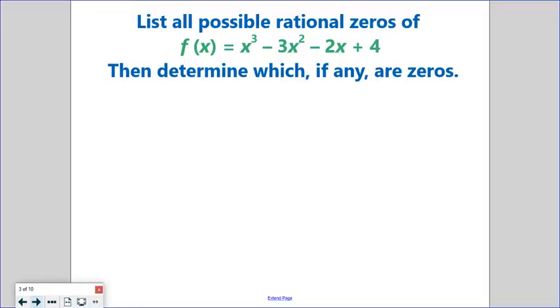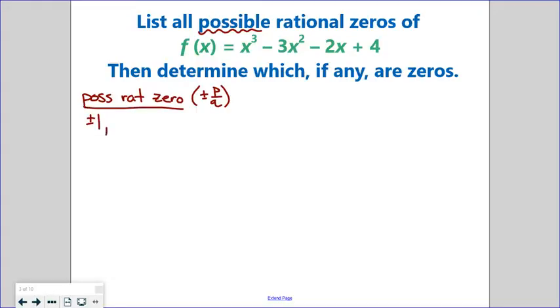When it says possible, that doesn't mean the actual. When it says possible rational zeros, that's the question that's asking you to list your P over Qs. So factors of 4 over factors of 1. That's your possible rational zeros. Then when it says identify our actual zeros, that's when we go find the ones that work.